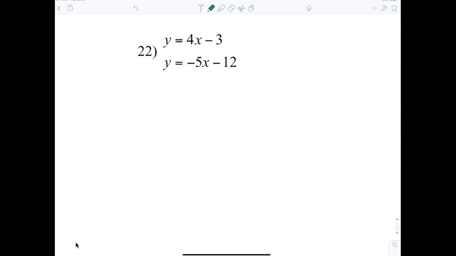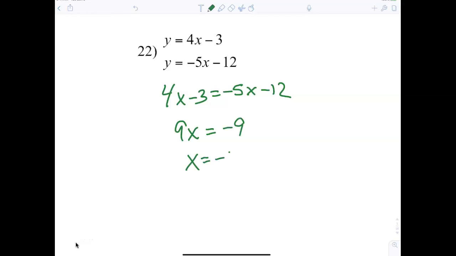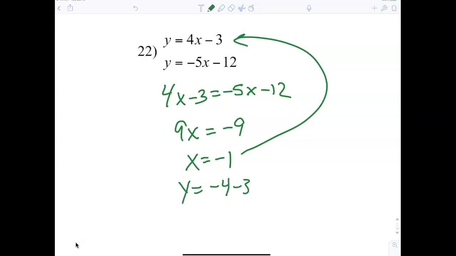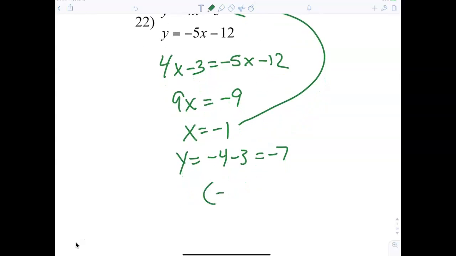Now this one's kind of nice because it's just a substitution, right? So we can just say 4x minus 3 equals negative 5x minus 12, right? So if I add 5x, that becomes 9x. If I add 3, 9x equals negative 9, so x equals negative 1. You good with that? And now I just plug negative 1 in. So y equals negative 4 minus 3, which is negative 7, right? So my answer is negative 1 comma negative 7.